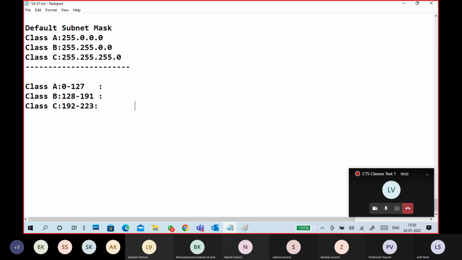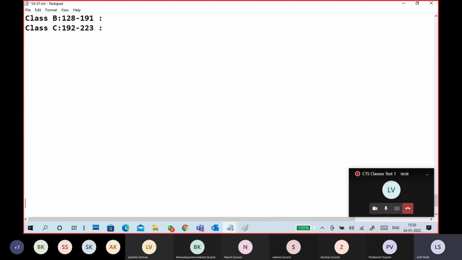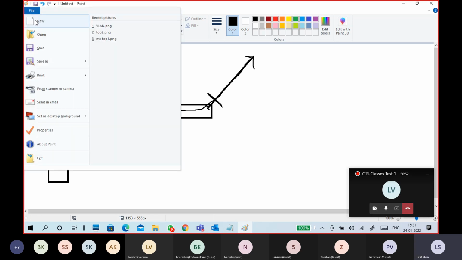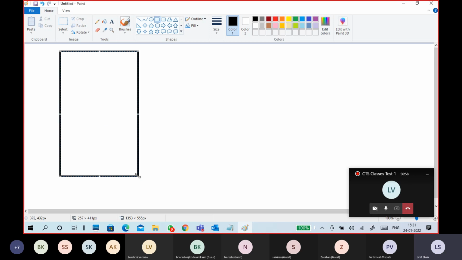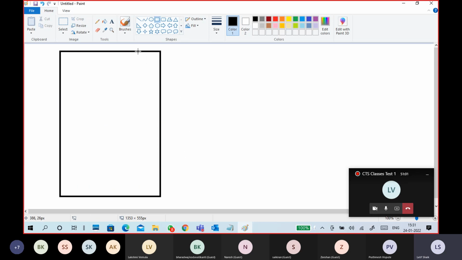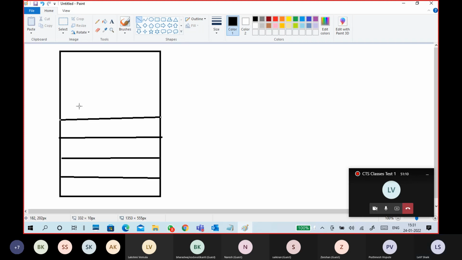Next, guys, try to understand: the network and host concept is very simple. There is a building, or a hotel, or apartments. You have floors, right? You have a first floor, second floor, third floor, fourth floor, fifth floor, like that. So a division will be there.